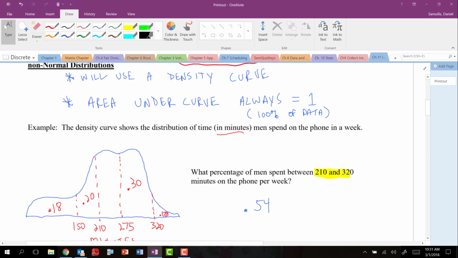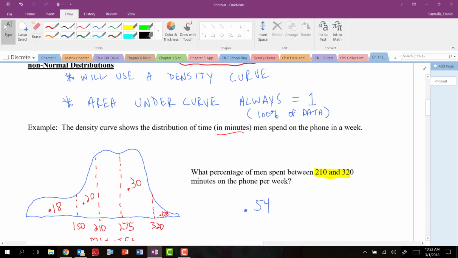The density curve shows the distribution of time men spend on the phone in a week. If you survey 1,000 men, that's 100% of the men that you surveyed. And you got answers all the way from 0 to possibly above 320. But no matter what, 100% of the data goes from 0 to whatever the highest amount is. That represents 100% of the data.